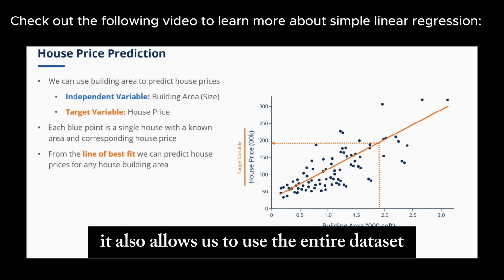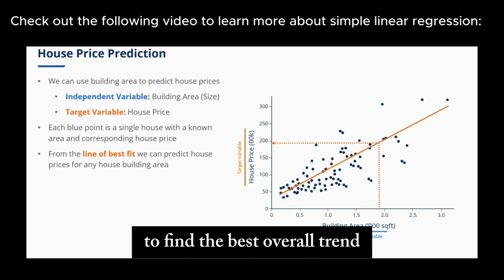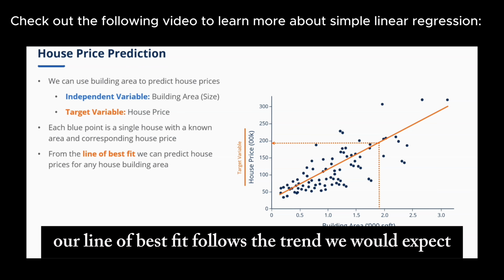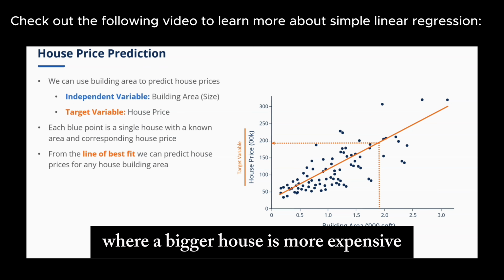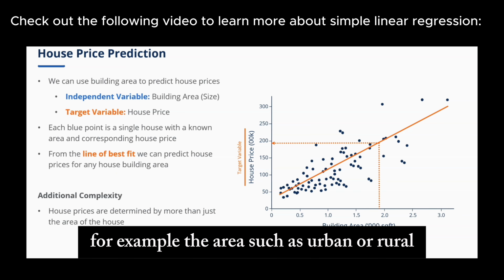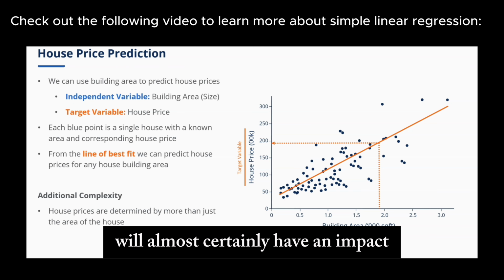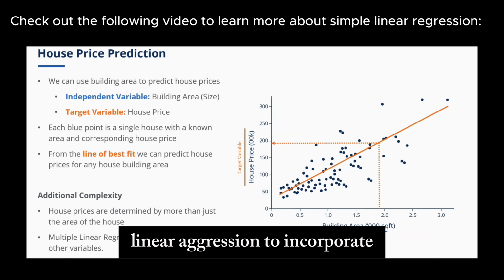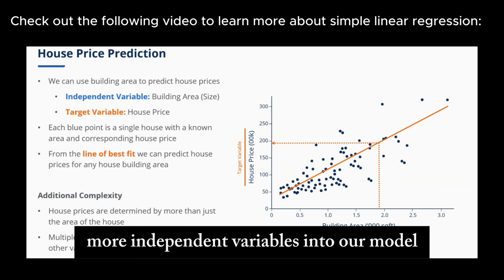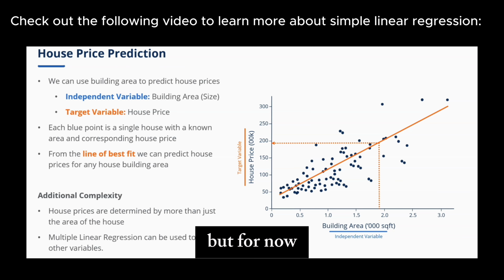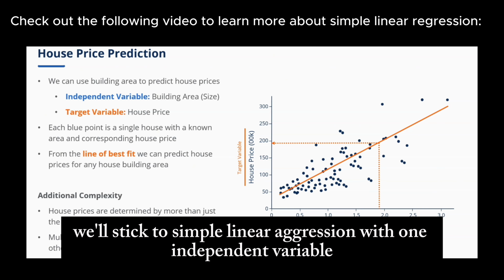It also allows us to use the entire dataset to find the best overall trend between house price and building area. Our line of best fit follows the trend we would expect, where a bigger house is more expensive. But the house price is almost certainly influenced by more than just the area of the house. For example, the location, such as urban or rural, will almost certainly have an impact, or even the condition of the house. Fortunately, we could use multiple linear regression to incorporate more independent variables into our model at the same time. We'll return to this idea in the next chapter, but for now, we'll stick to simple linear regression with one independent variable.